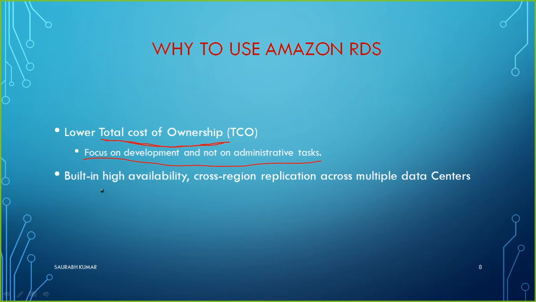Second point is, it has built-in high availability, because as I told you, it can be running on multiple regions, multiple availability zones, so it can give you high availability. It has cross-region replication across multiple data centers. It can do replication from one region to another region. So even if anything goes wrong in one region, you already have the backup data, you already have the fault tolerance, you already have the load balancing. So multiple things together give a good product, that is RDS.